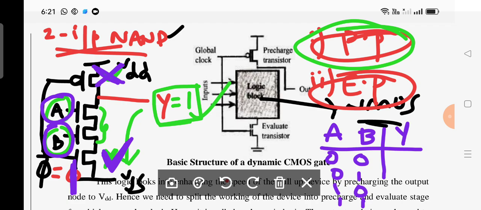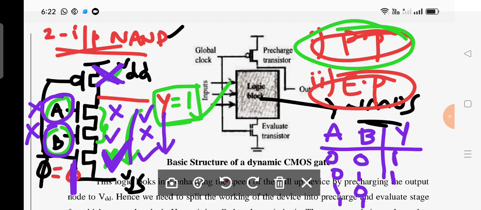If A is 0, B is 0, we know very well these two transistors won't be turned on. Is it clear? Now what is the output? 1 is the output. If A is 0, B is 1, that means this transistor won't be turned on, this transistor will be turned on. Now there is no path here, therefore still the output is what? 1. Now if A is 1, B is 0, you can consider here this is turned on, this will be in off position. Since pi is equal to 1 here, this will be in on position, therefore here also there is no path, therefore what is the output here?